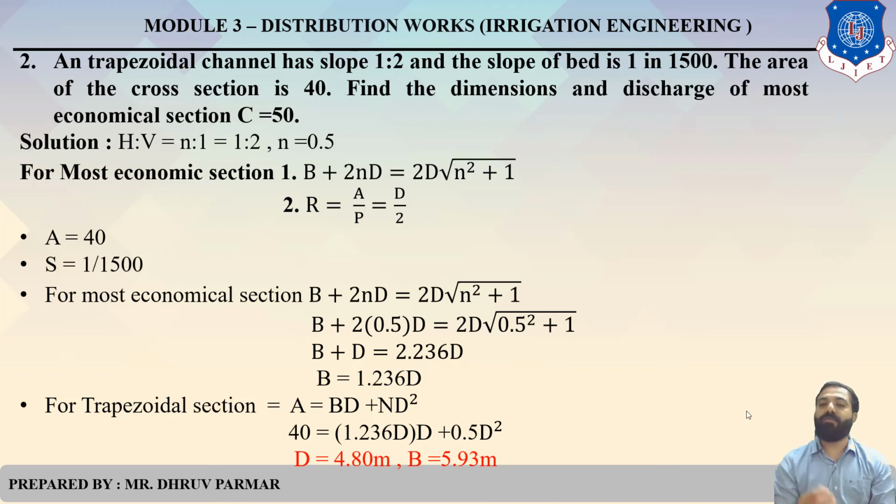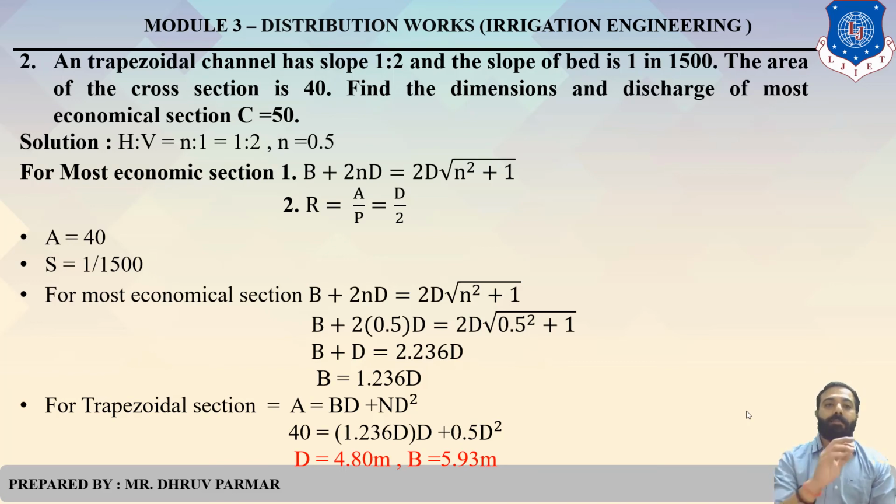And for the trapezoidal section, we know the formula of area, BD plus nD². Clear? The area is given as 40, and we have the relation between B and D. So put in these equations: 1.236D into D plus 0.5D². You get the value of D, which is 4.80. Again put this in the equation, B equals 1.236D, then we get B equals 5.93 m. Clear?